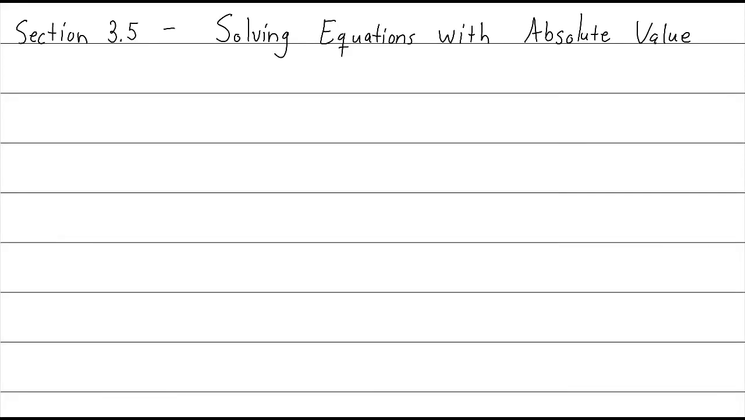Okay, this is the first part of section 3.5, solving equations with absolute values. Quick recap on absolute value: that's whenever you see these vertical bars with a number in between. What it means is it's measuring how far that particular number is from zero, if you think about it on a number line.